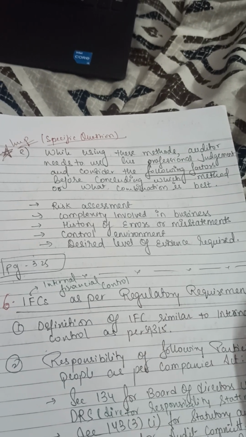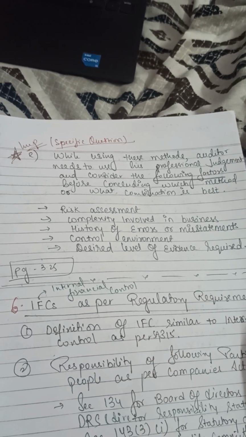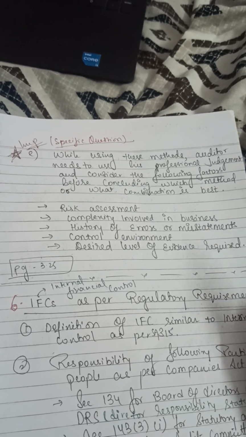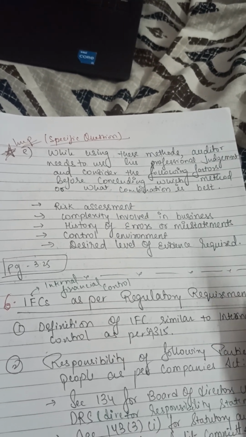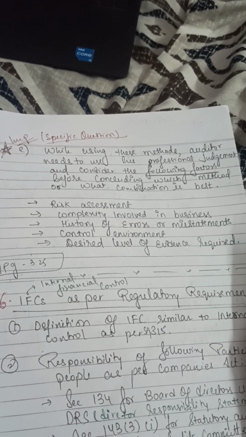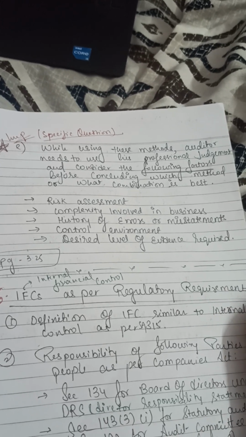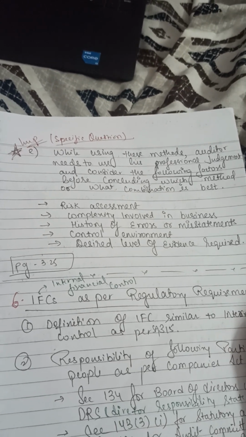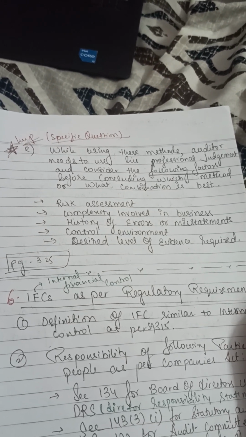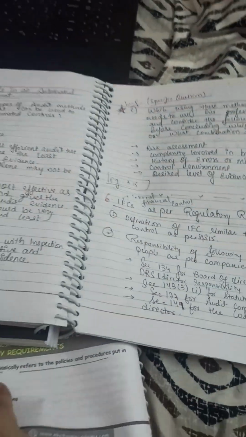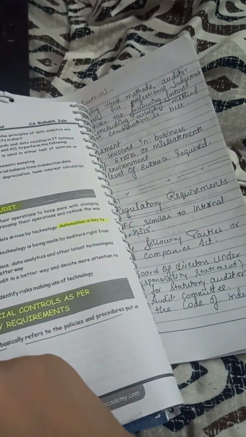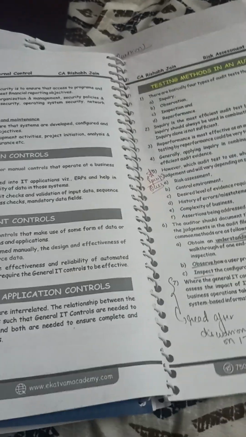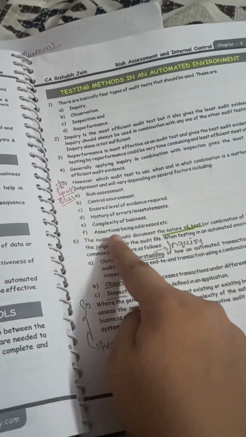While using these methods, auditor needs to use his professional judgment and consider the following factors before concluding which method or which combination is the best: risk assessment, complexity involved in business, history of errors or misstatements, control environment, desired level of evidence required, and others are on page number 3.25. Like these there are: history, complexity, assertions being addressed, etc.